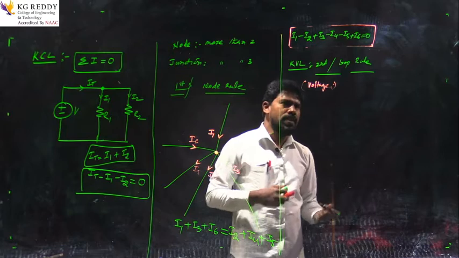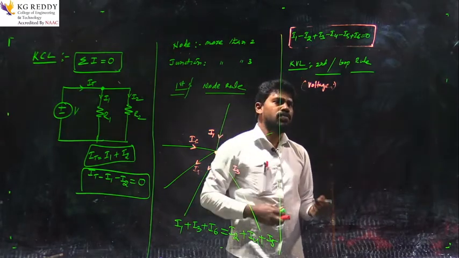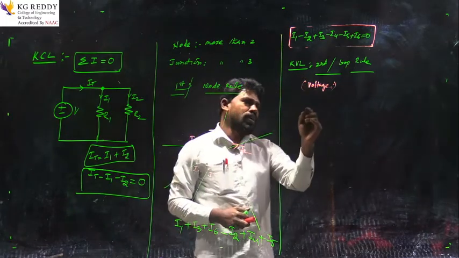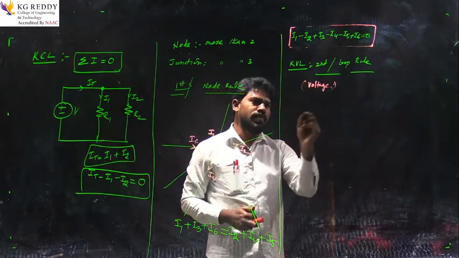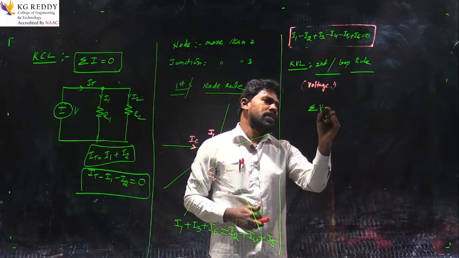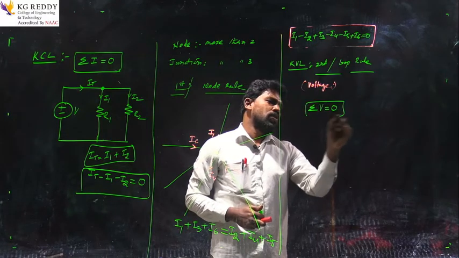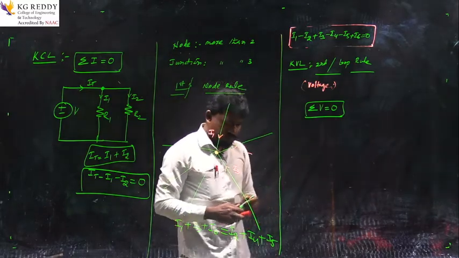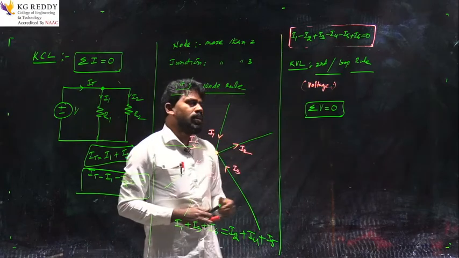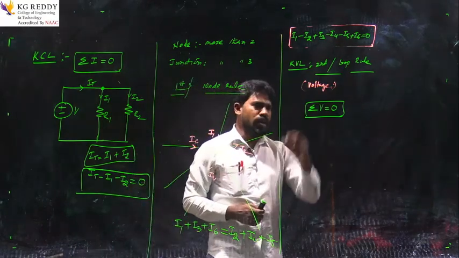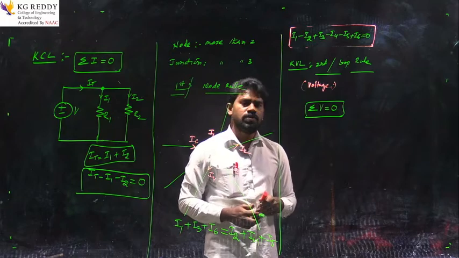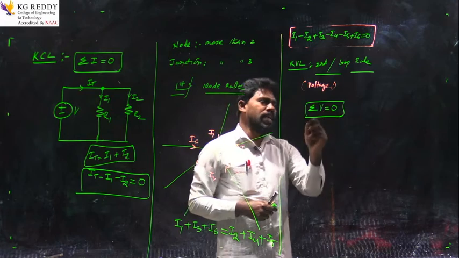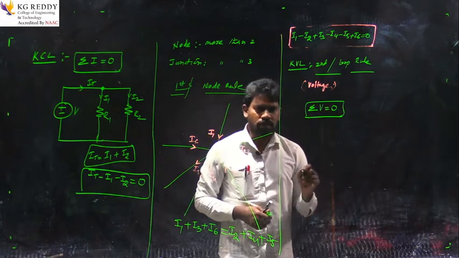Now I am going to start with the Kirchhoff voltage law statement. Kirchhoff voltage law states that the algebraic sum of voltages in a closed circuit is equal to 0. Once again I am repeating, the algebraic sum of voltages around the loop is equal to 0. Mathematically, summation of V is equal to 0.